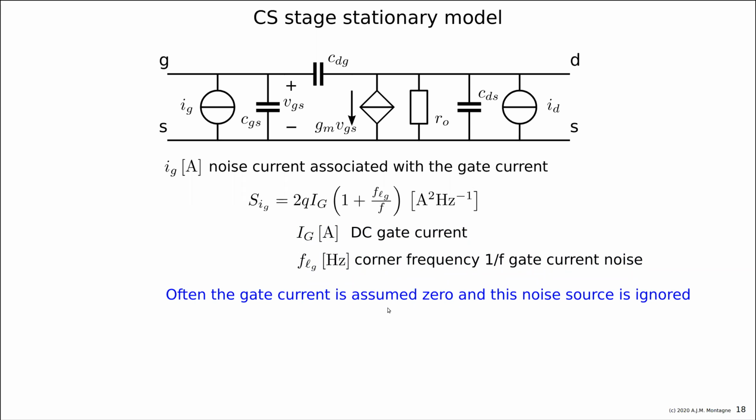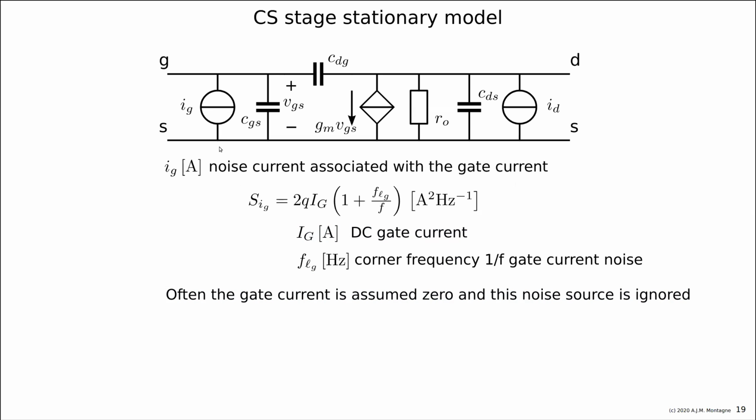It can be in the order of femtoamperes or picoamperes for a larger FET, but it also depends, of course, on the oxide thickness and the temperature. So it's not always very clear that you can ignore it. Sometimes you have to account for it. So this is the stationary model of the FET with the physical origin of the noise sources. So one noise source associated with the DC drain current and one noise source associated with the DC gate current.